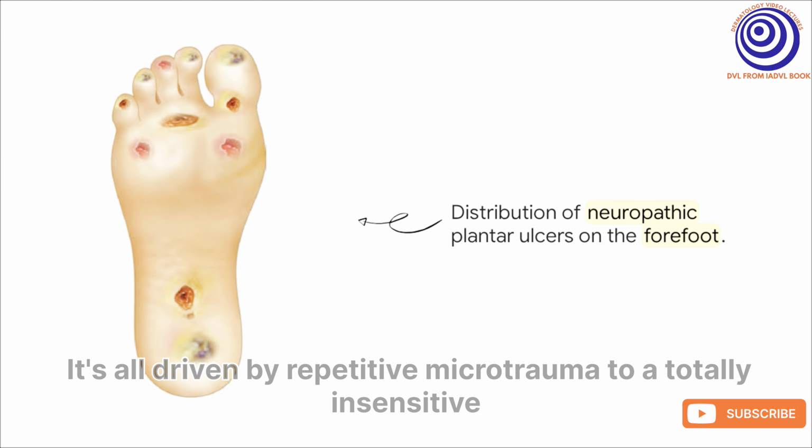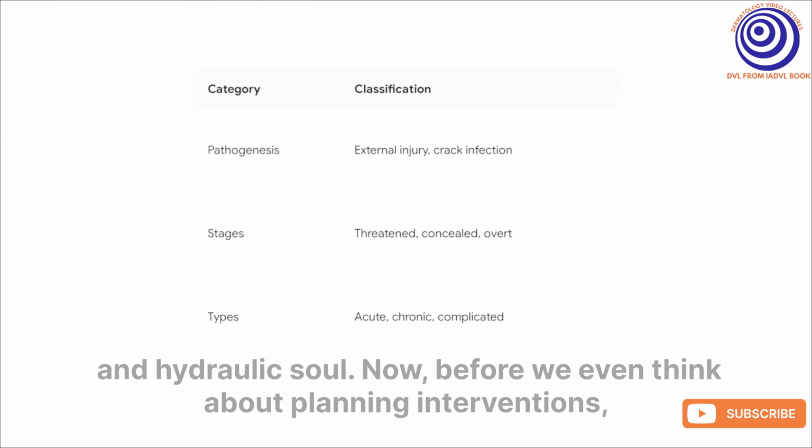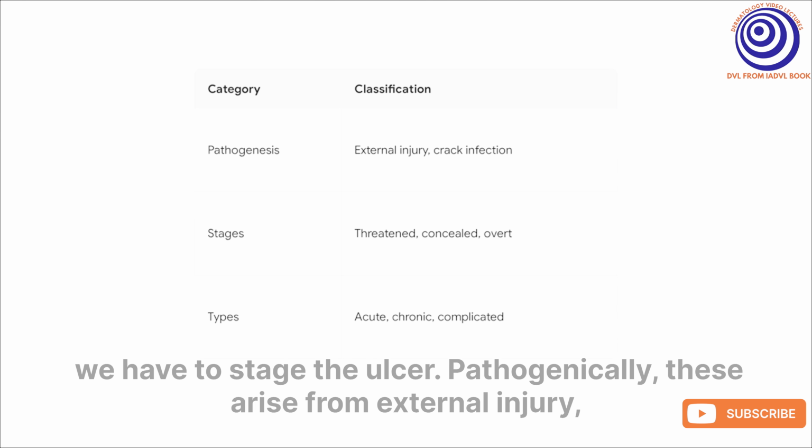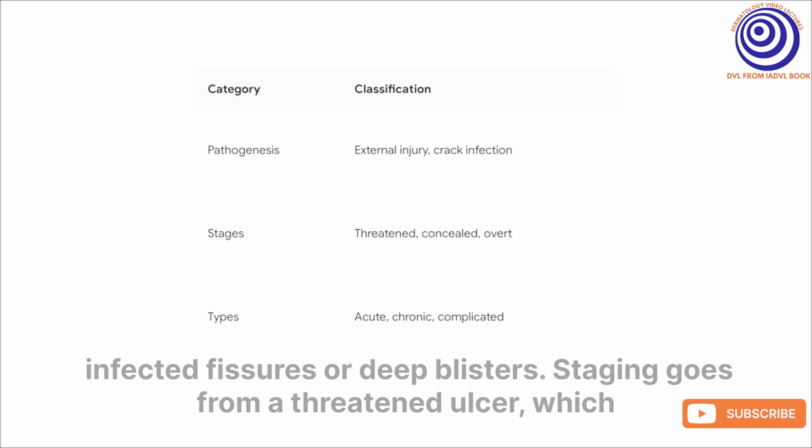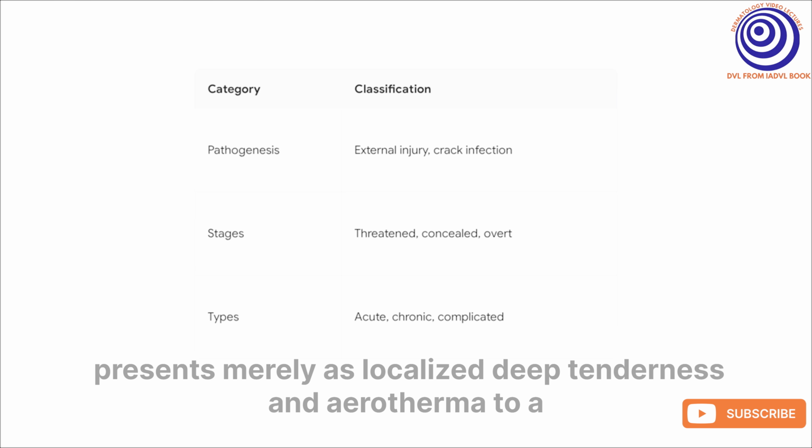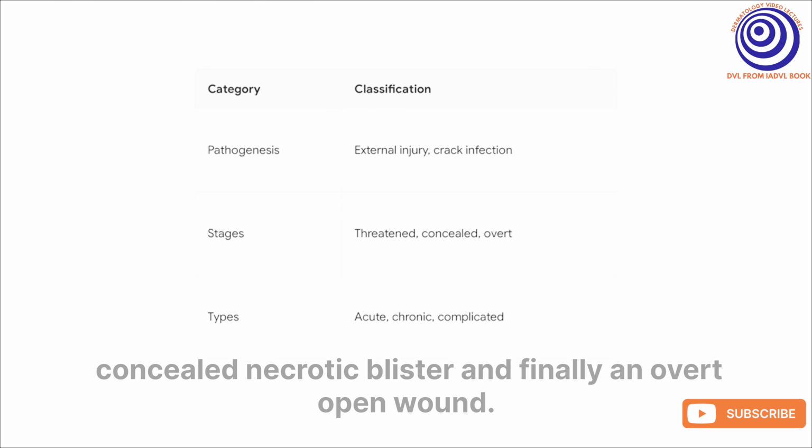It's all driven by repetitive microtrauma to a totally insensitive anhydrotic sole. Now, before we even think about planning interventions, we have to stage the ulcer. Pathogenically, these arise from external injury, infected fissures, or deep blisters. Staging goes from a threatened ulcer, which presents merely as localized deep tenderness and erythema, to a concealed necrotic blister, and finally an overt open wound.